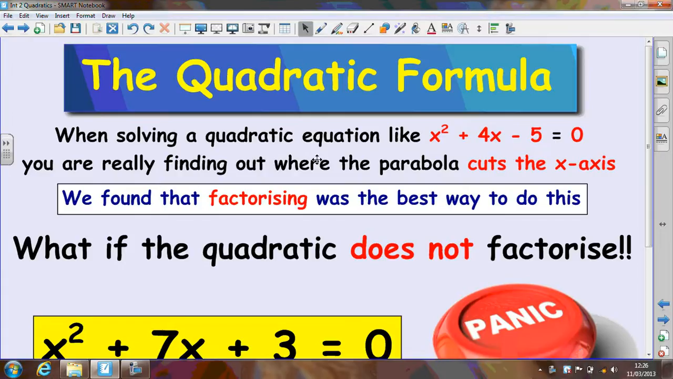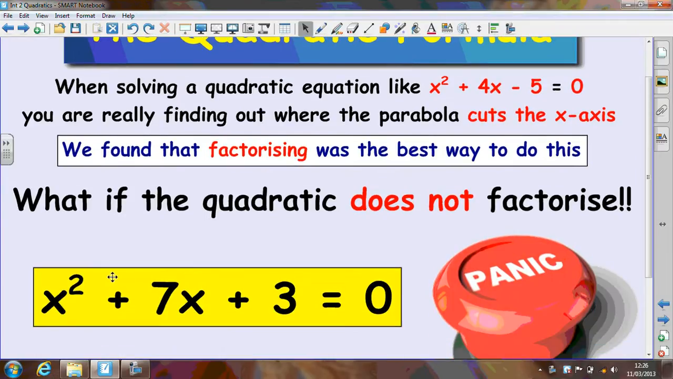Now what the quadratic formula allows you to do is calculate the roots of a quadratic equation. That's where it cuts the x-axis, where the quadratic equation doesn't factorise. So I've put here that you've not to panic if it doesn't factorise. You can use the quadratic formula. Even if it did factorise, you could use the quadratic formula to work out the roots, but it would just be a bit of a longer method and it wouldn't be necessary.